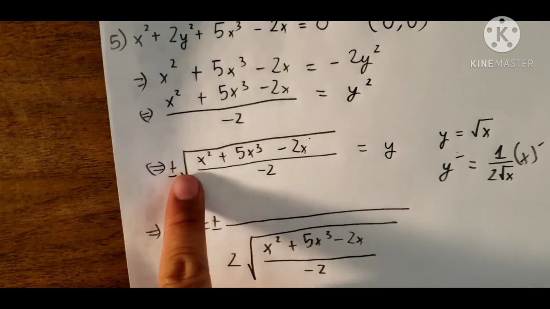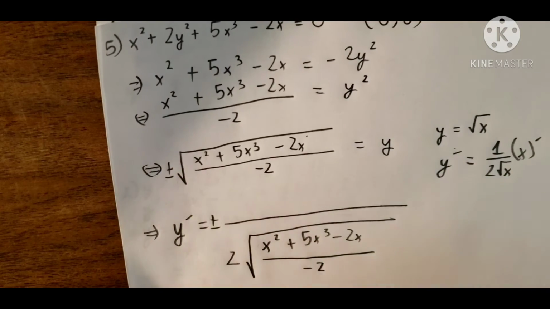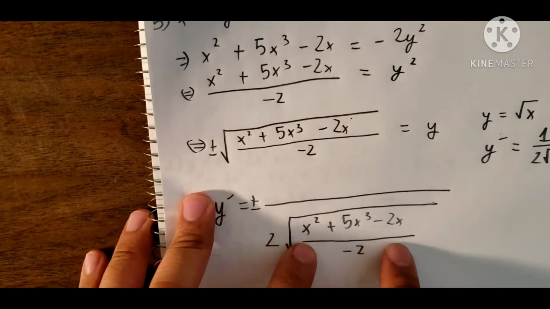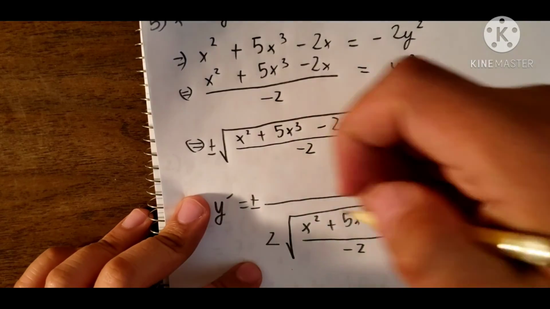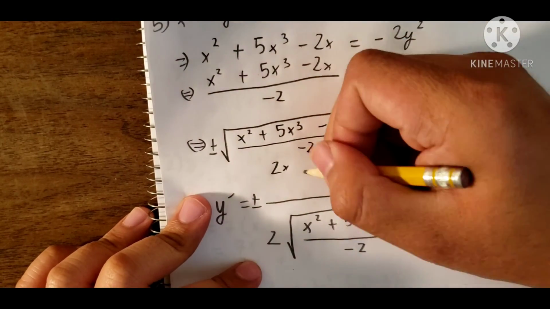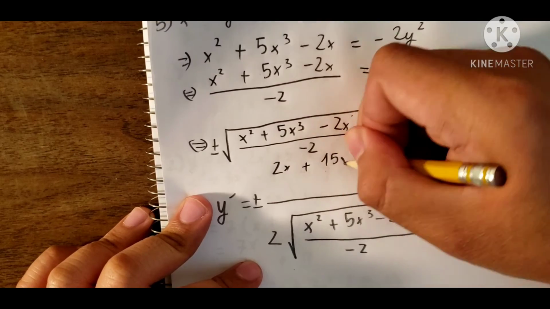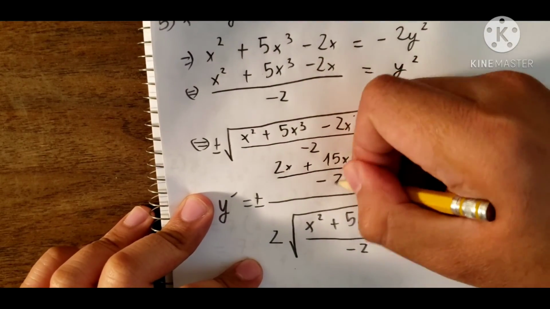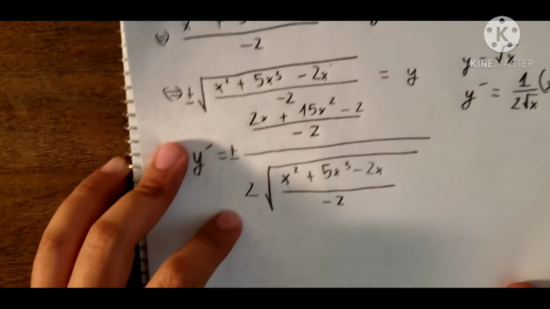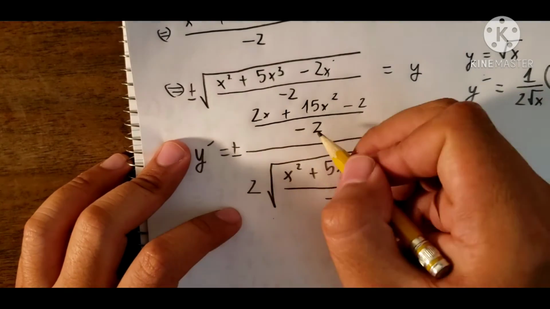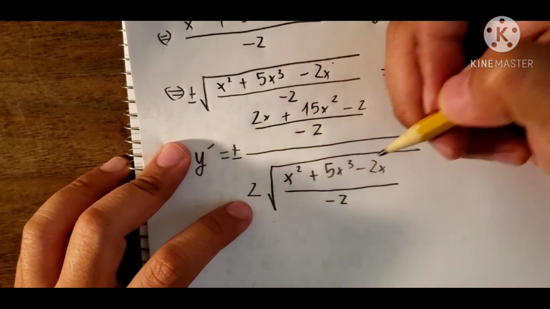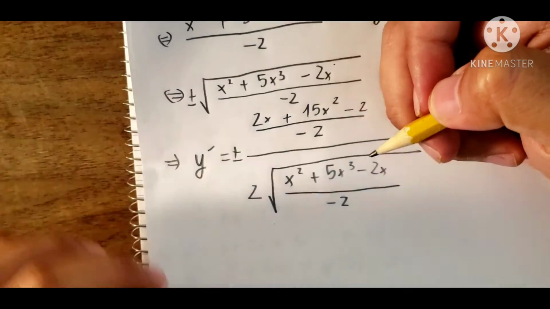So this is why you can see that I just apply the same formula. And we do first derivative on this equation inside. So you got 2x plus 15x power 2 minus 2. And you divide by 2 minus 2. So we have number 2 in here. And we can do the own equation.